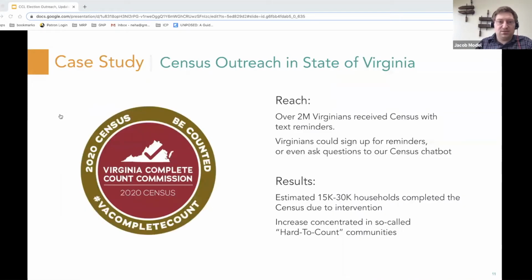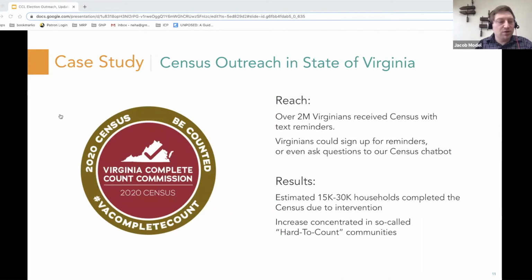Next slide. So to give a little bit more detail on some of our census work, one of our partners, as Perla mentioned, is the state of Virginia, or Commonwealth of Virginia, as they like to be known. We worked with the governor's office, as well as the Secretary of Commonwealth's office, to send text messages to approximately 2 million Virginians. It was an interactive experience. They could even sign up for additional reminders to take the census. They were given a link to take the census right there, as well as a phone number to call.